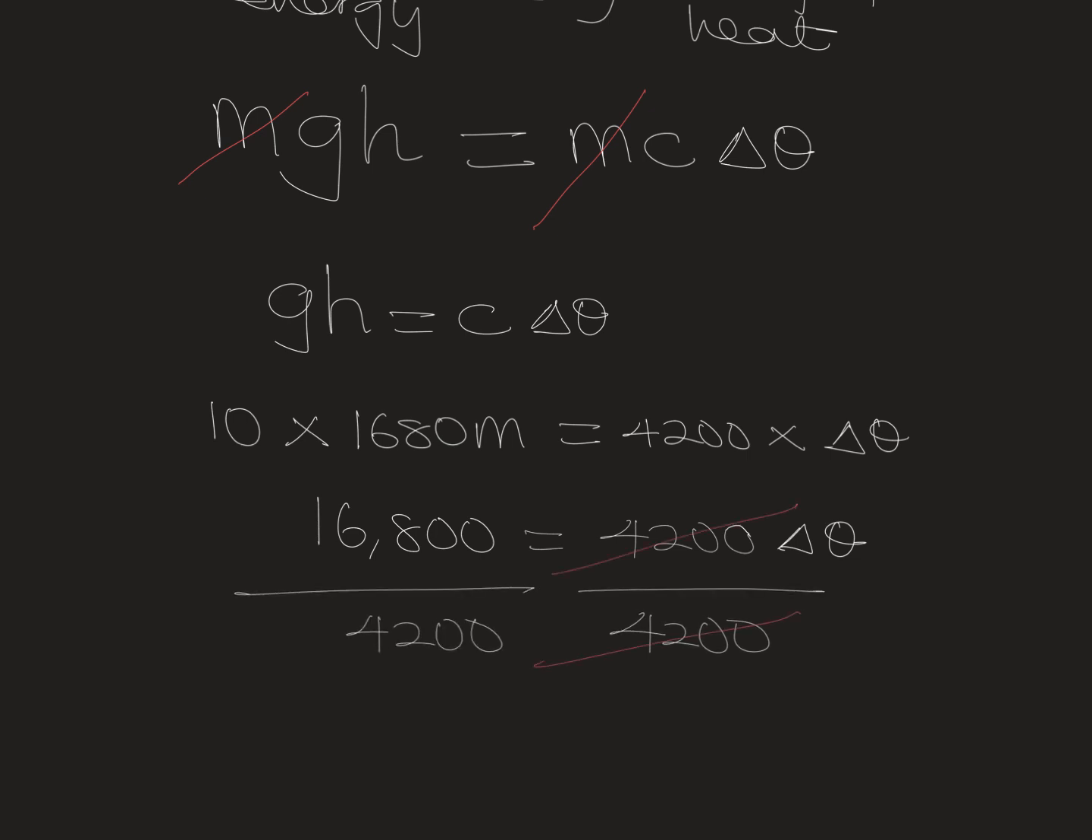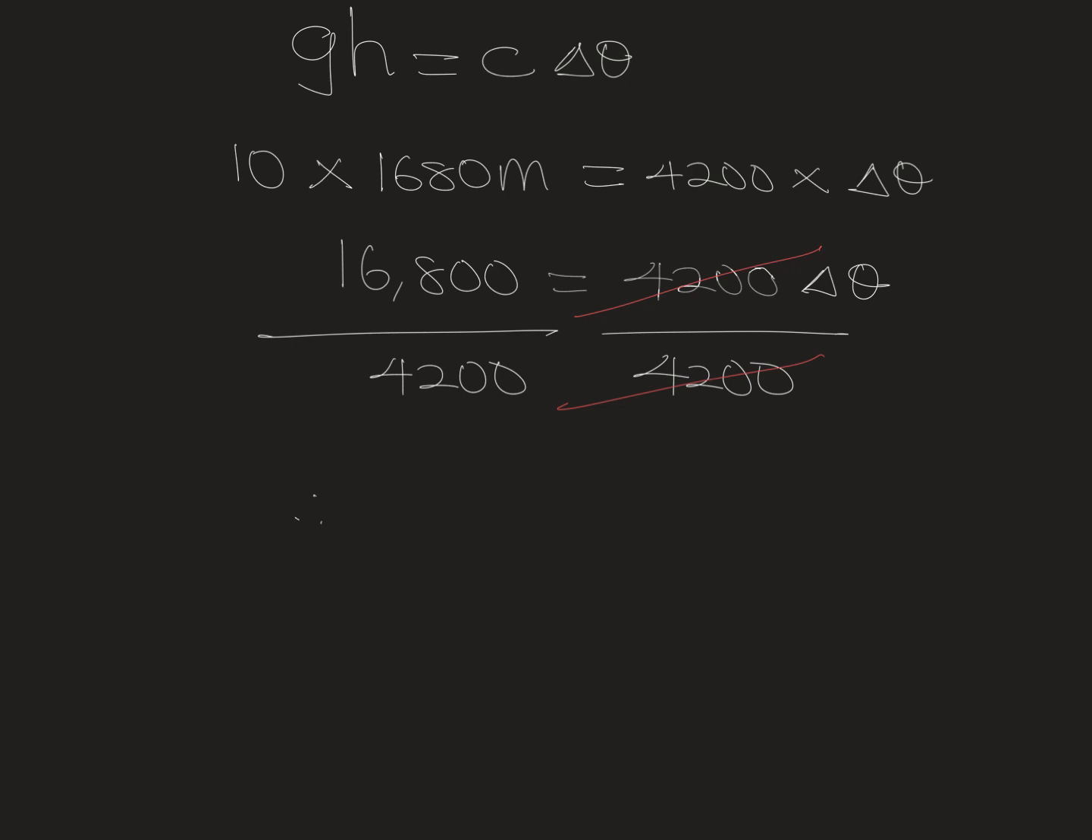So this will cancel this. Therefore, we can say that delta theta is equal to 4 Kelvin, or if you like, you can say 4 degrees Celsius. Remember that the difference in temperature, either you express it in Kelvin or you express it in degrees Celsius, will be the same, basically. And that answers the question.